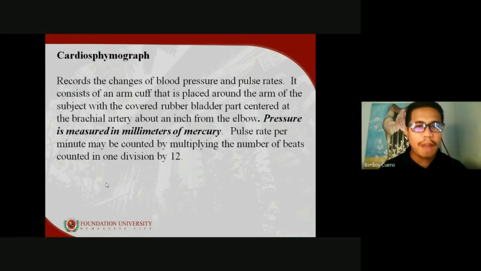It consists of an arm cuff that is placed around the arm of the subject with a covered rubber bladder, part centered at the brachial artery, about an inch from the elbow. Pressure is measured in millimeters of mercury. Pulse rate per minute may be counted by multiplying the number of beats counted in 1 division by 12.